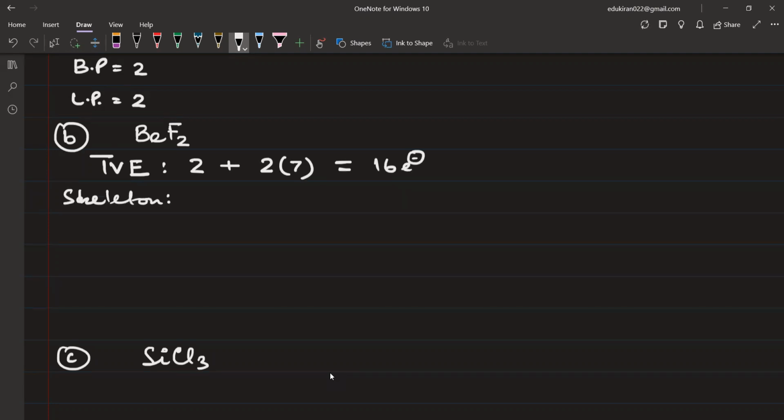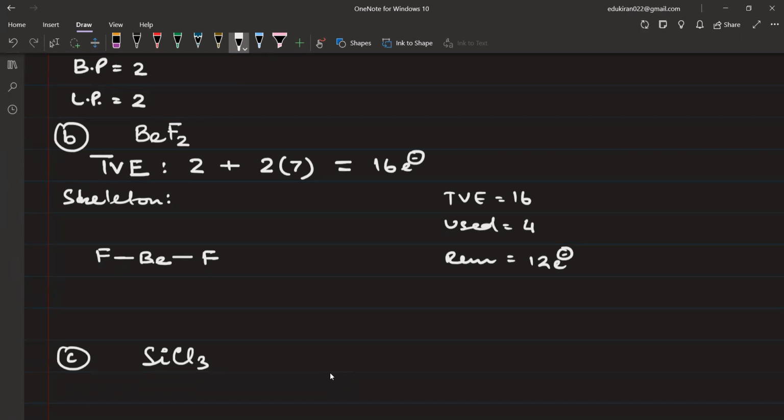Now the next thing is skeleton, which is going to be the central atom? Beryllium, because fluorine can never be the central atom, and we'll write the fluorines like this. Again, same things we are going to do. The total is 16. We have used how many? We have used 4 electrons to make 2 bonds, and the remaining is going to be 12 electrons. Now tell me, guys, is the fluorine happy?